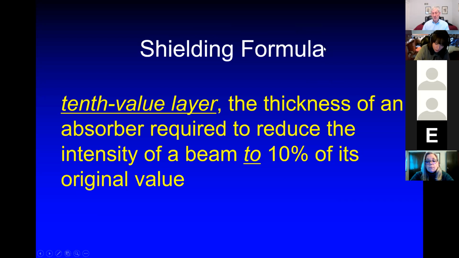Now, look at the definition. The TVL is that thickness of an absorber that reduced the intensity to, not by, but to 10% of its original value. So it went from 100% to 10%, to 1%, to 0.1%, to 0.01%. Just keep dividing by 10. Or to look at it another way, it's going to go from 1,000 to 100 to 10 to 1 to 0.1 to 0.01 to 0.001 ad infinitum. So while a half value layer reduces the beam to 1/2 of its initial value, this is 1/10.